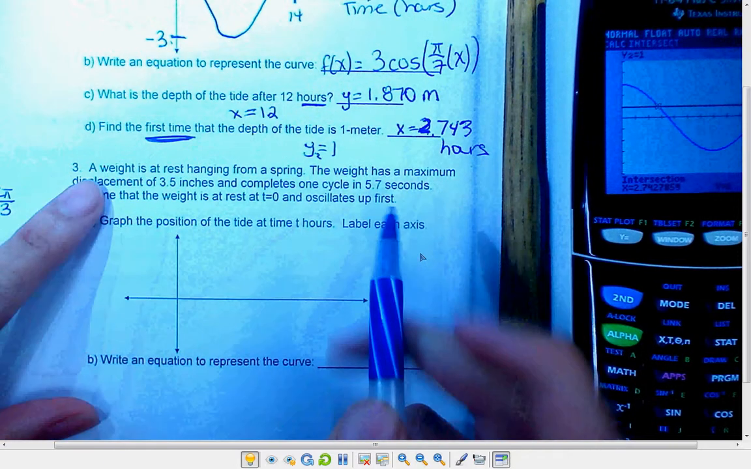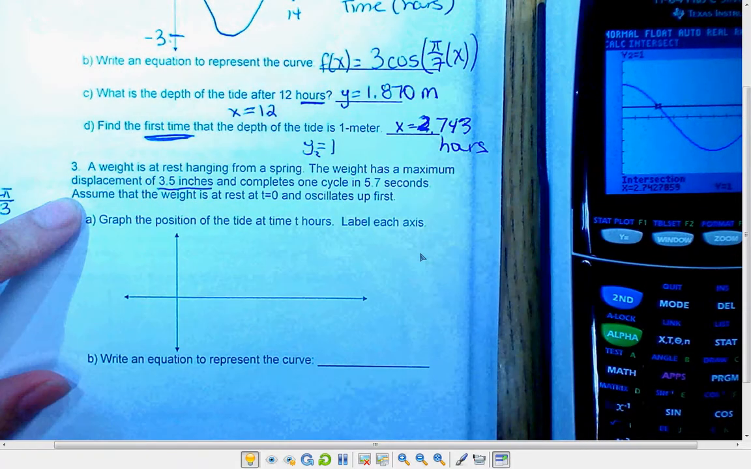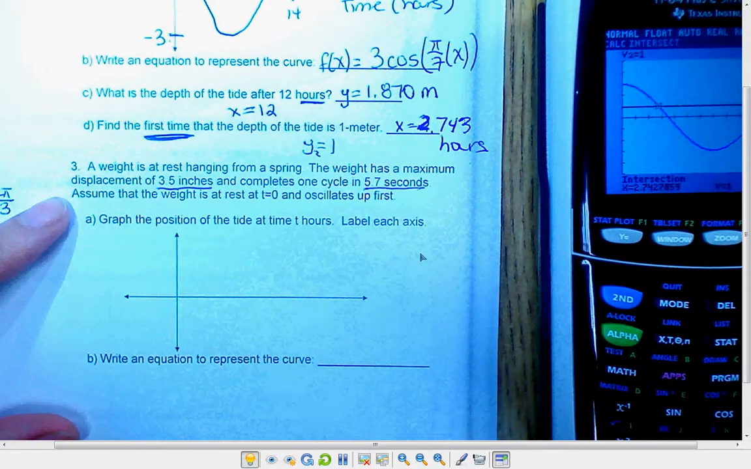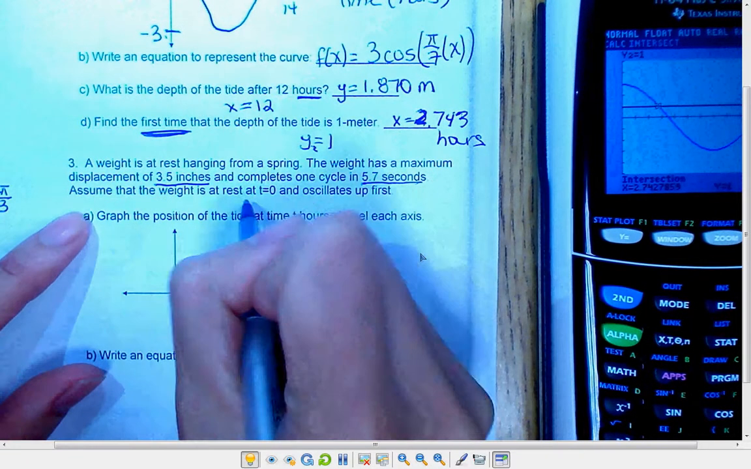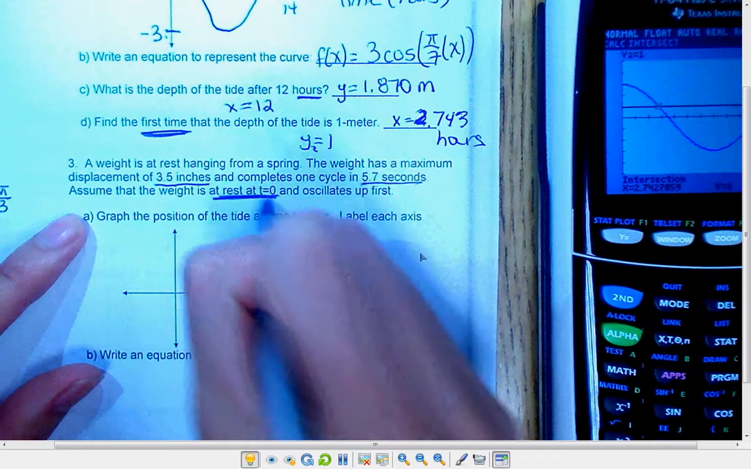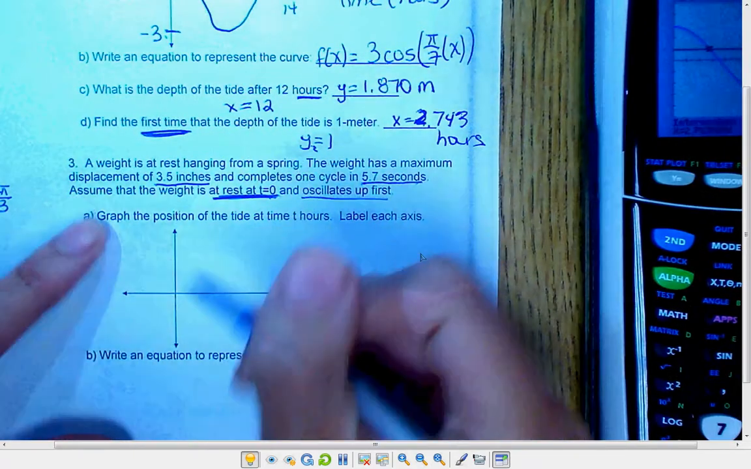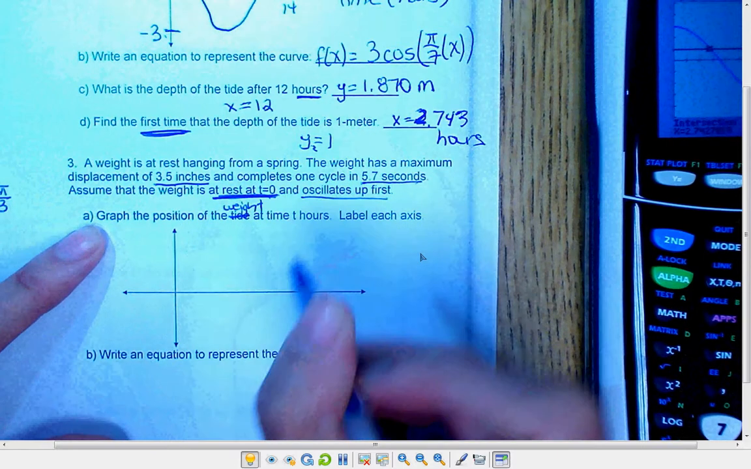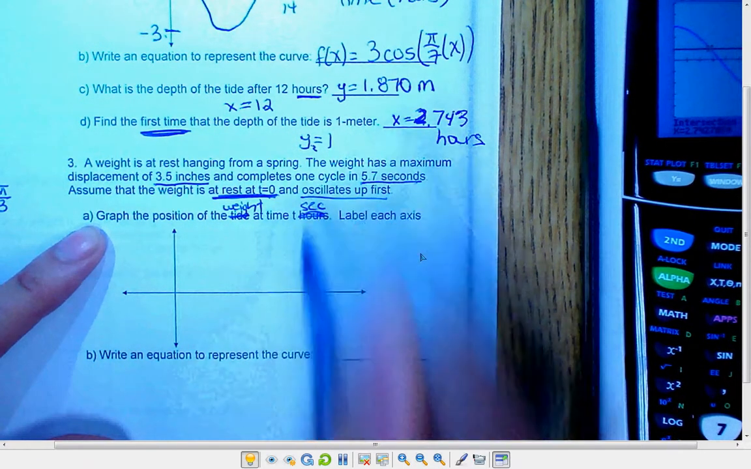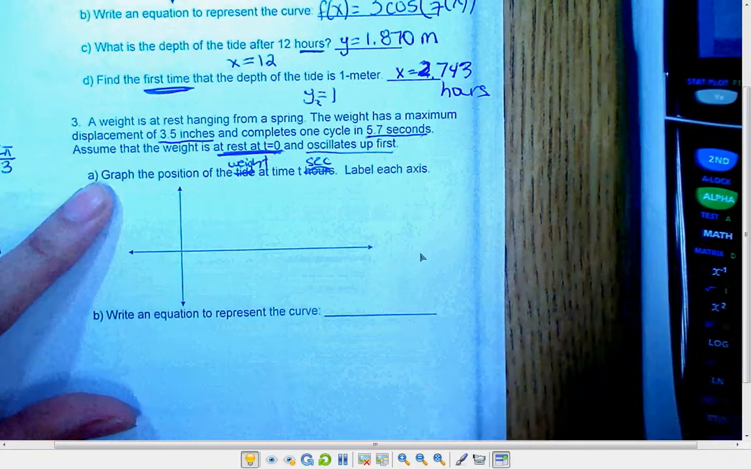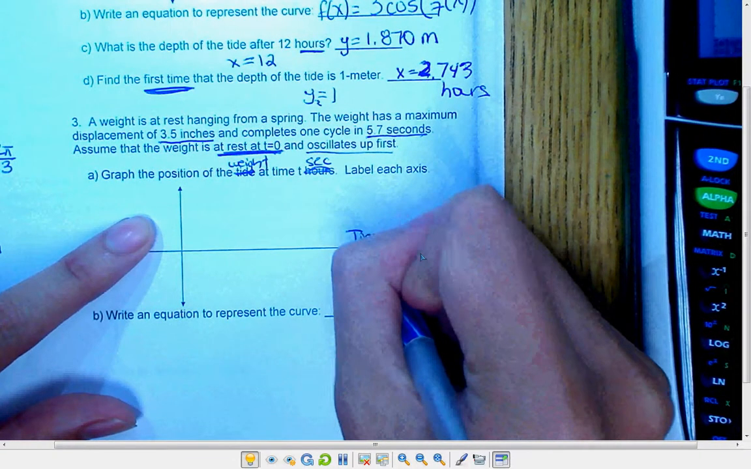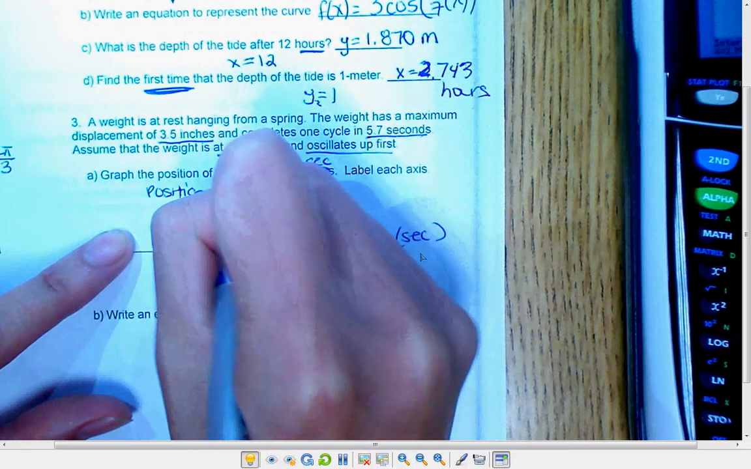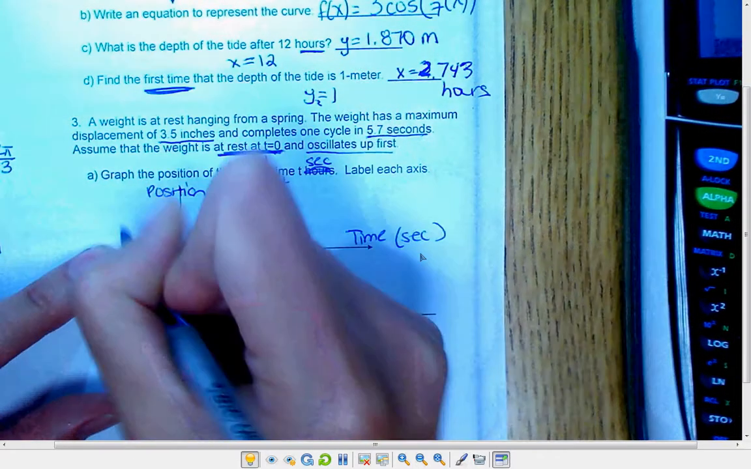The weight has a maximum displacement of 3.5 inches and completes 1 cycle in 5.7 seconds. So we are also going to assume that the weight is at rest at t equals 0 and oscillates up first. So this is clearly a typo. This is where we're graphing the position of the weight, and it's in seconds, not hours. So change that. Now we're going to use this, our time is again on our x-axis. This is in seconds. This is the position of the weight. And this is in inches this time.